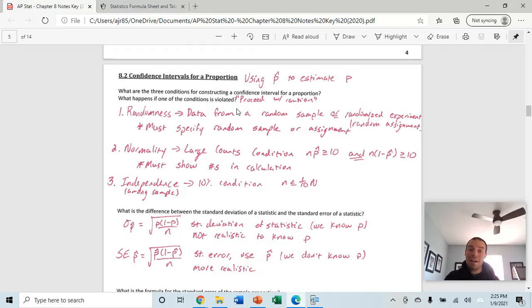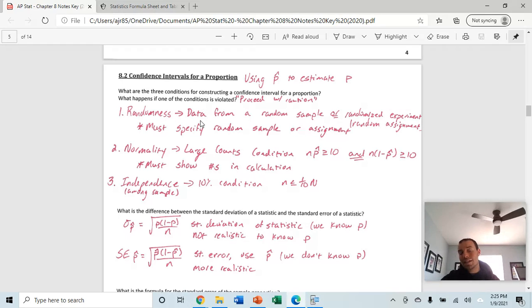You're going to see that a lot of this is similar to what we saw in the last chapter on sampling distributions and the conditions that applied there. We're going to see those conditions hold from now until the end of the course. So the first condition for creating a confidence interval for a proportion is the condition of randomness.